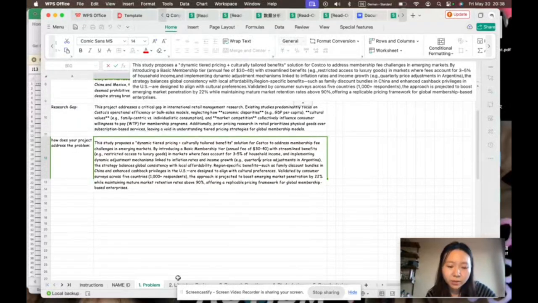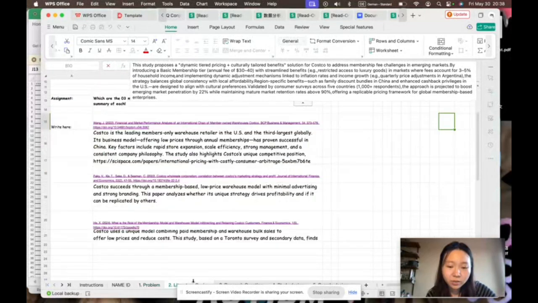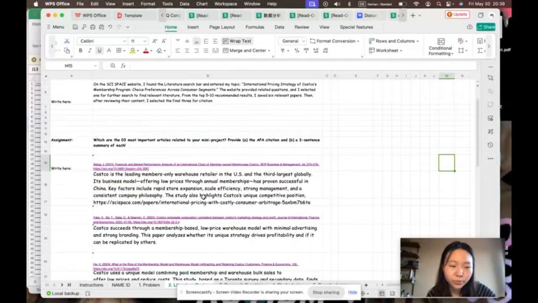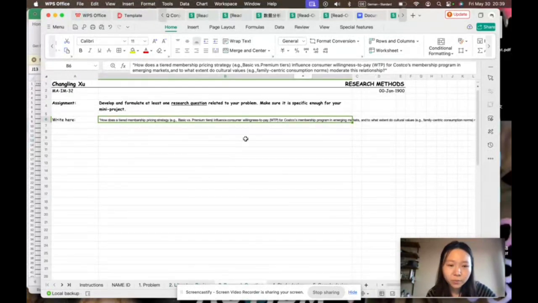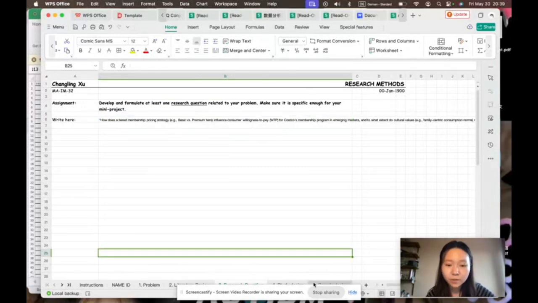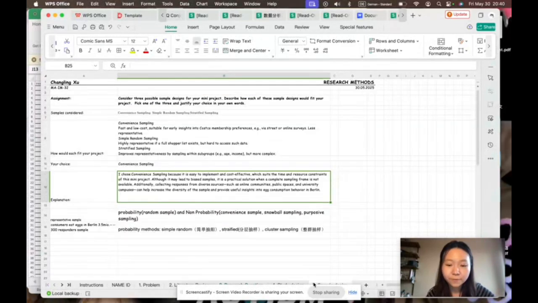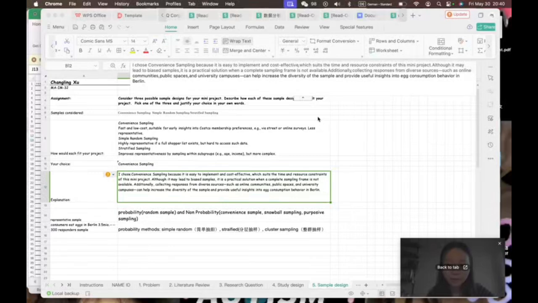Now let's look at the outline. The second one is the literature review. The fourth one is my survey form, and this is a survey link. Fifth is sample design.